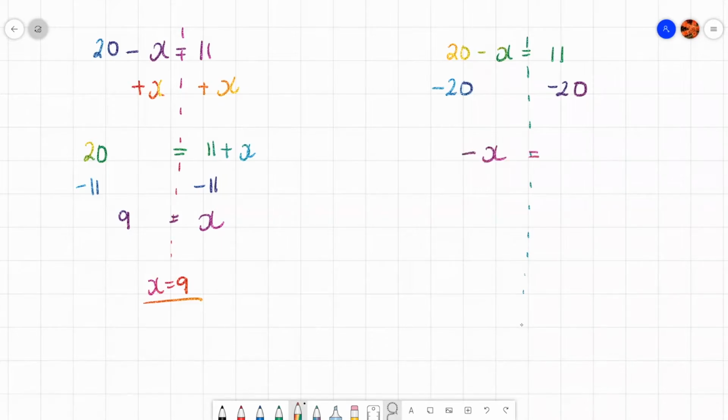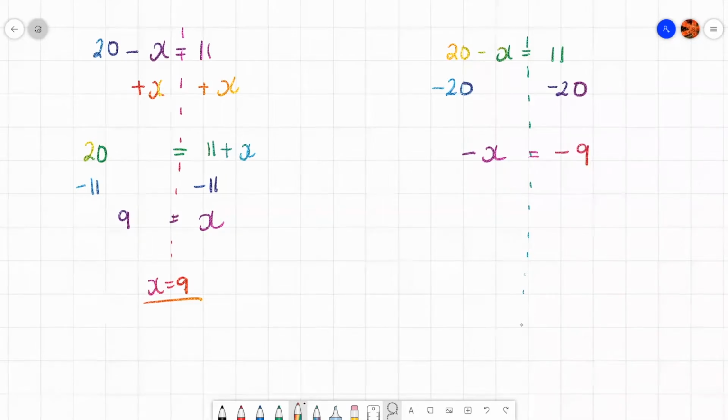Remember, the minus belongs to the x. So don't make that mistake and think, oh, I've got rid of 20 and the minus is going to go away with it. It's not like that. The minus belongs to the x. And then I've got to do 11 take away 20 this time, and I'm left with minus 9.